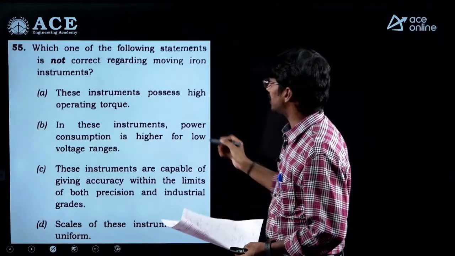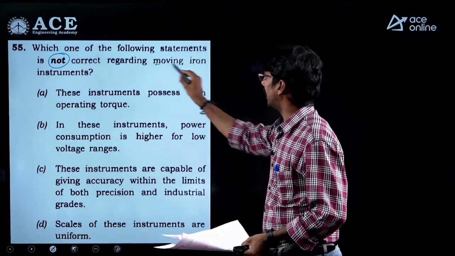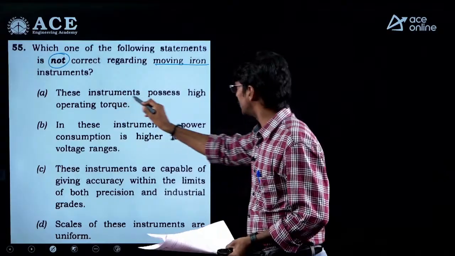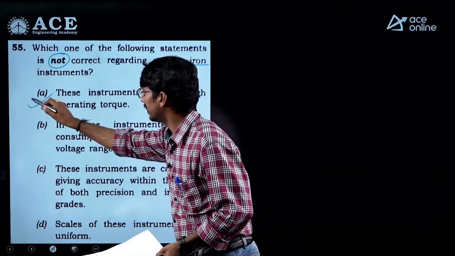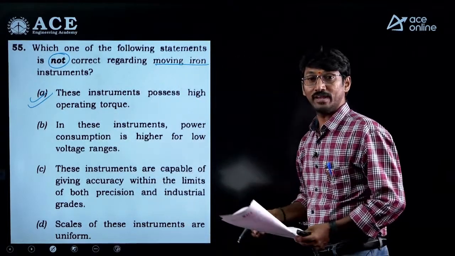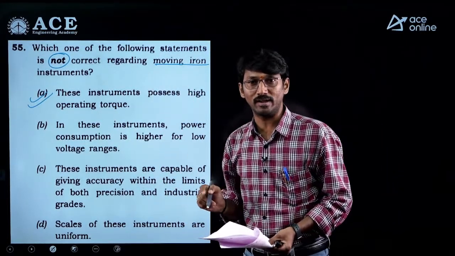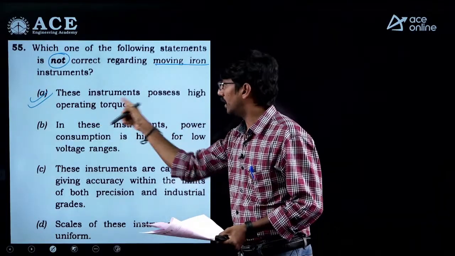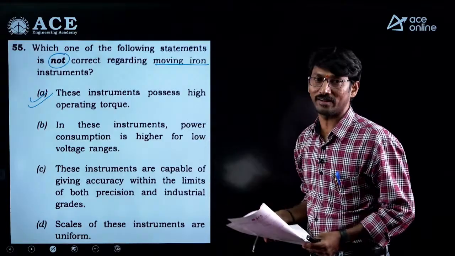Which one of the following statements is not correct? Kindly focus, it is not correct. Moving iron instrument possesses high operating torque. No, it is not correct, so therefore he is asking this only. In the moving iron instrument, electromagnet, comparatively permanent magnet is stronger than the MI, so simply MI possessing high torque is a wrong answer. He is asking not correct only.